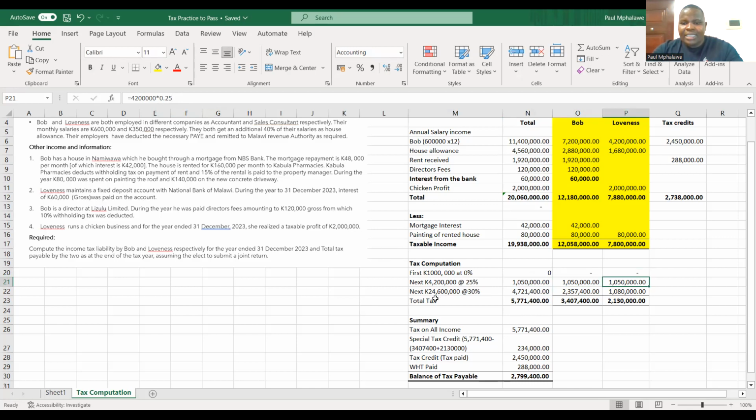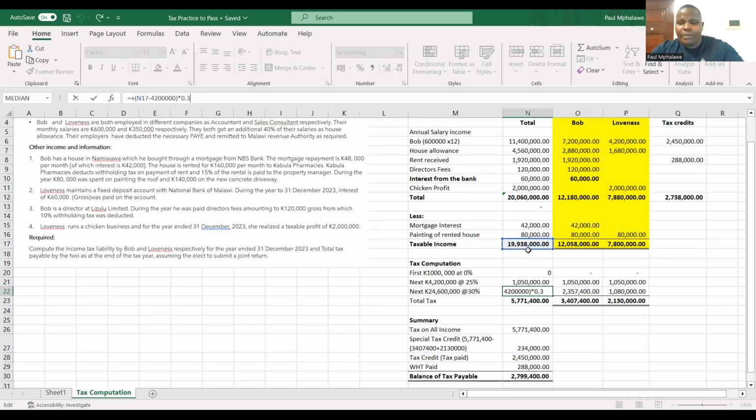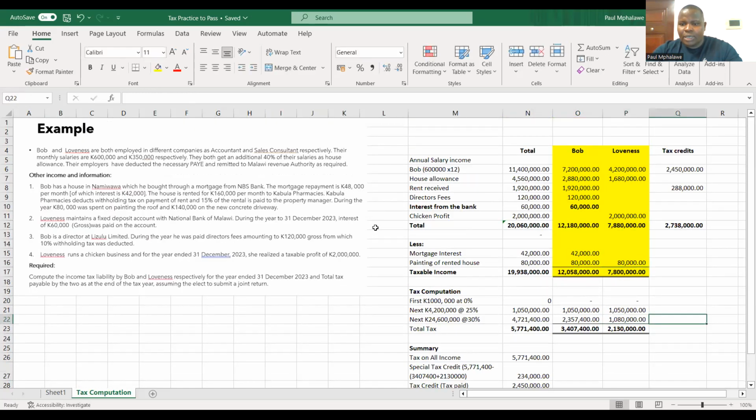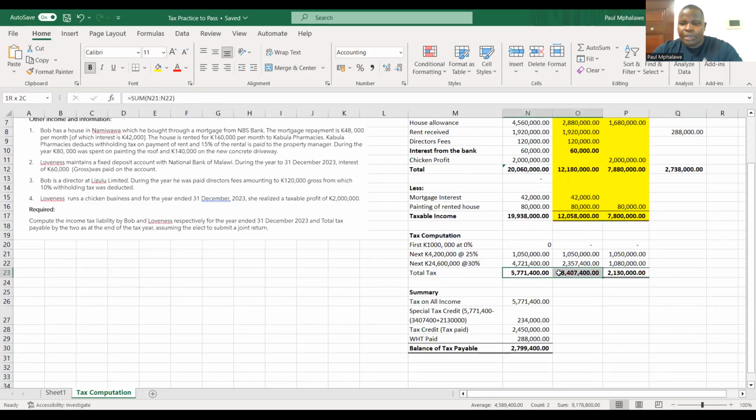Okay. Then the next 24 million per year is taxed at 30%. So if you take the total income minus 4,200,000, that was already taxed at 25%, what we have is a balance that needs to be taxed at 30%. We are doing the same with Bob, and we are doing the same with the wife, Loveness. Okay, that's how we came with this total here.